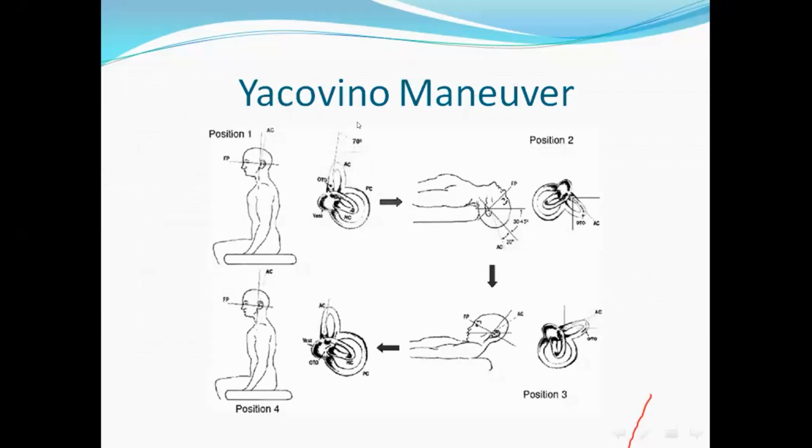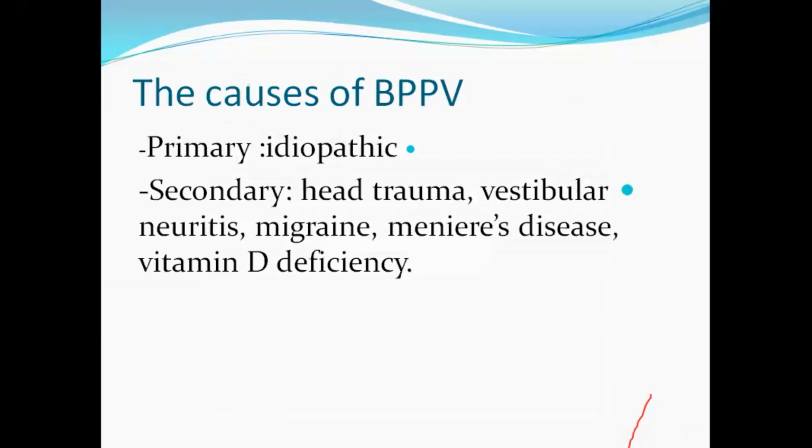This is the Yacovino maneuver. It's done for both sides, right or left, so you don't have to decide the site of involvement here. You take the patient from a sitting to a supine position and then hang his head 60 degrees down. The crystals will move from the anterior arm of the anterior canal to the most dependent area. Then you turn the head up by flexing the neck, letting the chin come to the chest. Here, the crystals will return to the utricle.